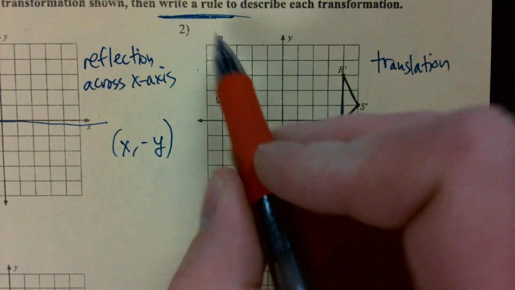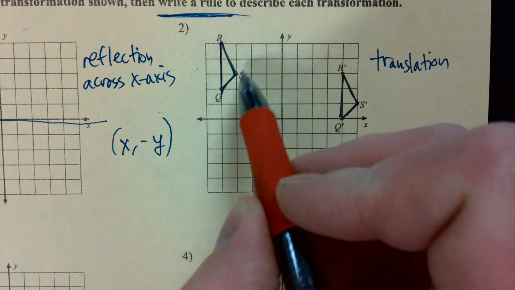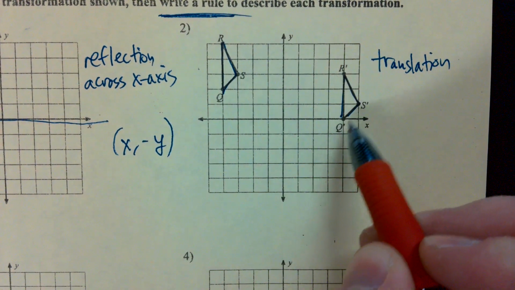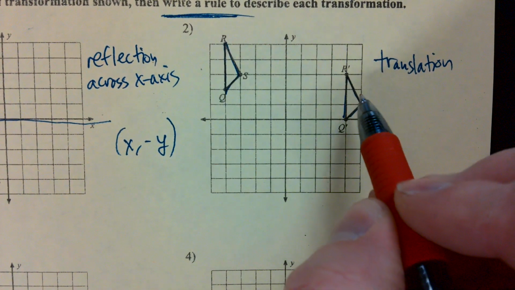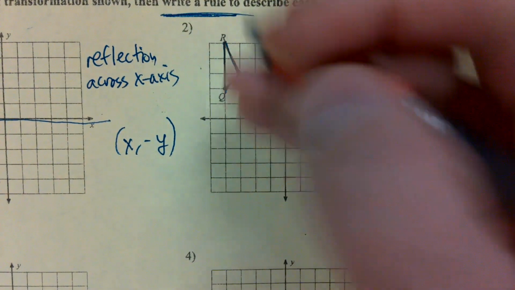The left points don't have primes. This is my pre-image. This is my image: R prime, S prime, Q prime. So I'm going to start here and work my way over there. Let's just pick a point. I'll start at R.